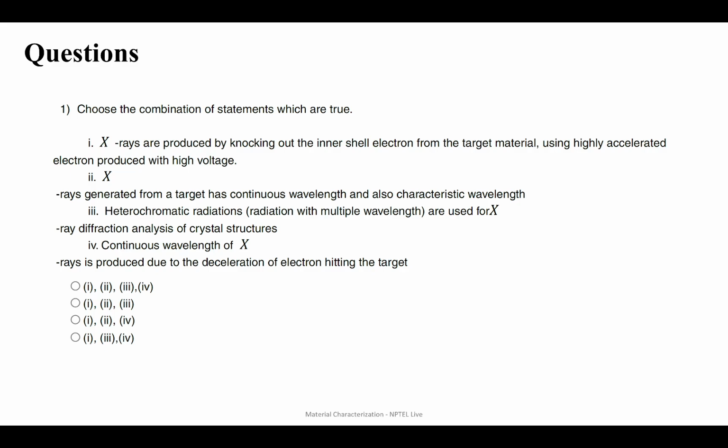Continuous wavelength of X-rays is produced due to the deceleration of electrons hitting the target. Which of these are correct? 1, 2, 3; 4, 1, 2, 3; 1, 2, 4; or 1, 2, 1, 3, 4. You can type your answers in chat or you can speak your answer.